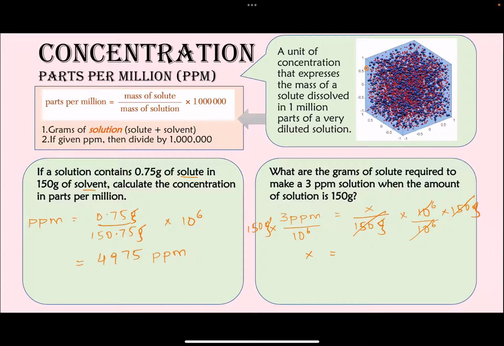So that gives you about 0.00045 grams of the solute, which you can also write in scientific notation. So remember, our decimal should be after the first non-zero digit. So that's 4.5 times 10 to the power of, because we are moving the decimal 1, 2, 3, 4 times to the left. So it's going to be negative 4 grams.